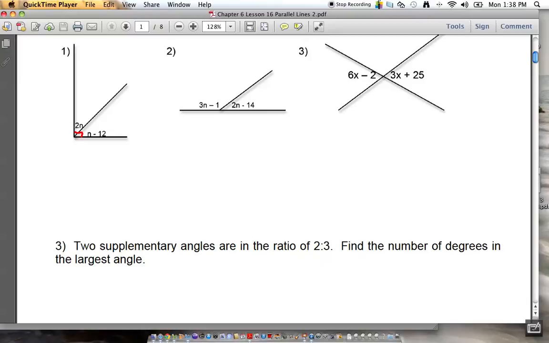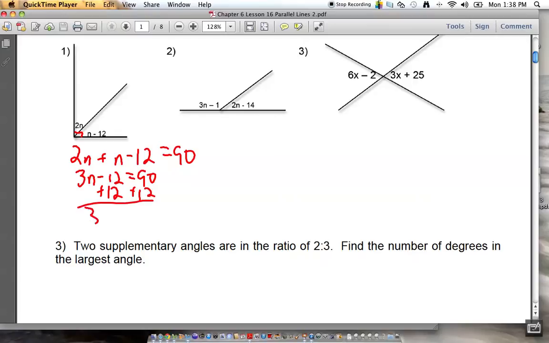90. So if I add them, if I do 2n plus n minus 12, I have to get 90. By the way, what was the word before that we said adds up to 90? Very important. We just did all of those words. Complementary. Very good. Is this the same side situation or opposite side? Same side, so 2n plus n is 3n, minus 12 is 90, adding 12, I get 3n is 102, divide by 3, n is 34.